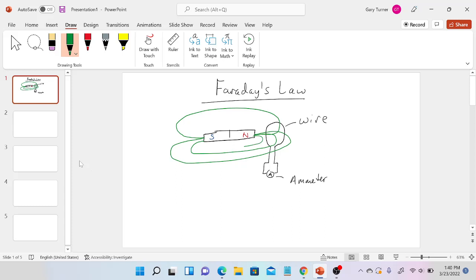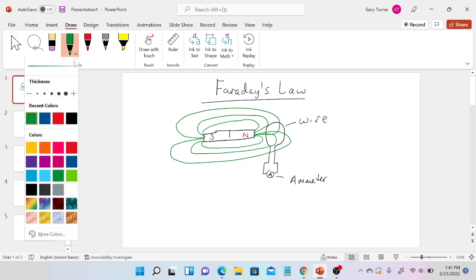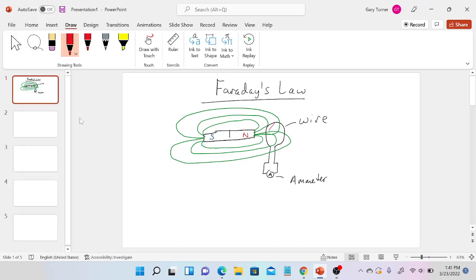And remember, the shapes of these field lines do not indicate their strength, right? The field lines closer to the magnet are going to be stronger. But the idea is that some of these field lines are going to penetrate into the cross-sectional area of the loop. Let's call that A.